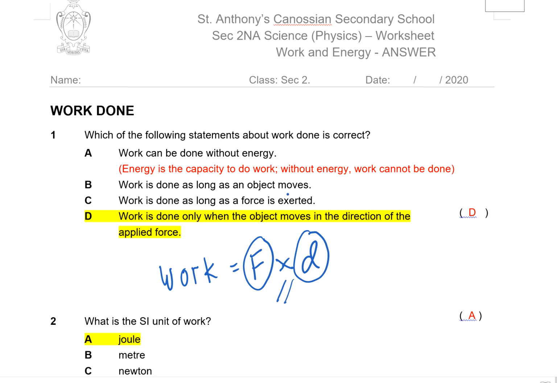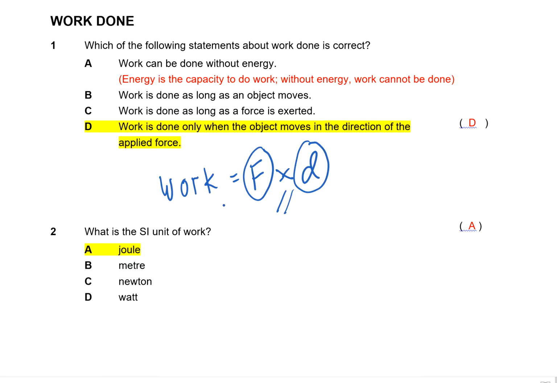So B and C, you notice that they only talk about the force or the distance, but in this case, work is not done. You need to first apply a force and the object must also move. For option 1, it's important to remember that the definition for energy is that it is the capacity to do work. So if you want to do work, you need energy. Without energy, no work can be done.